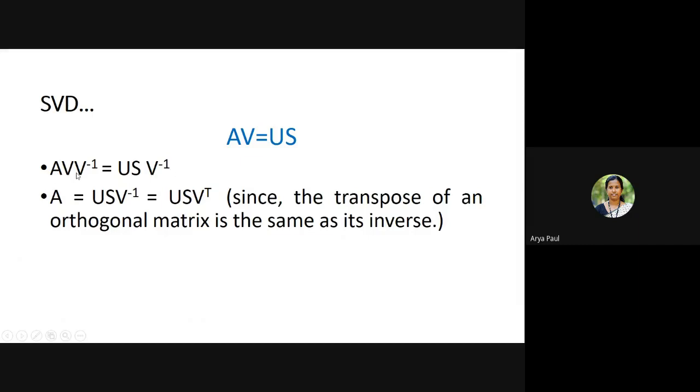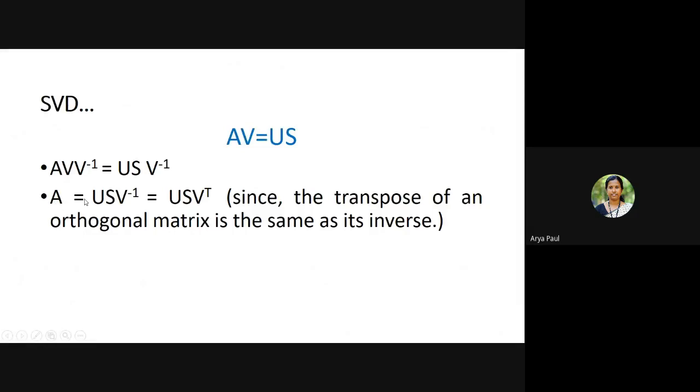Okay, what is AV into V inverse? What is V into V inverse? V into V inverse is always equal to I. I is the identity matrix, isn't it? So here V into V inverse is equal to I. Okay, so this will reduce to A. A into I means A.